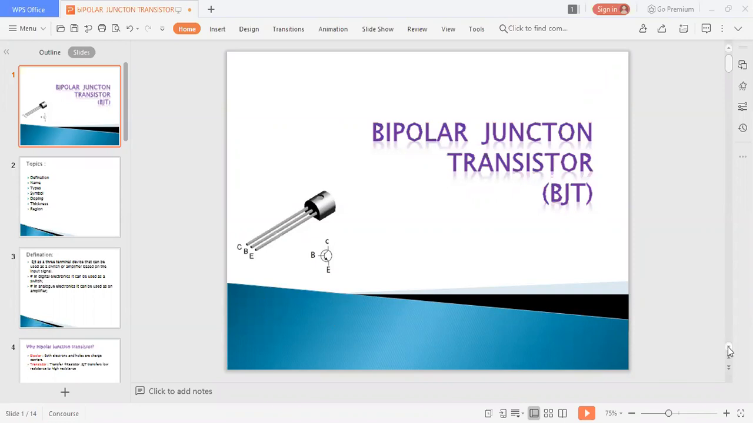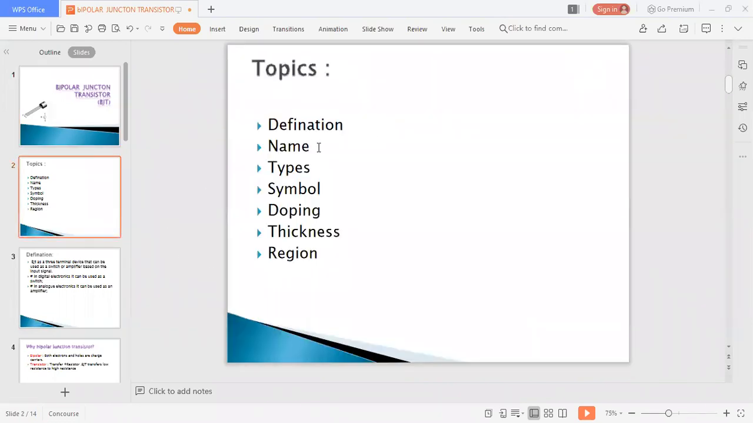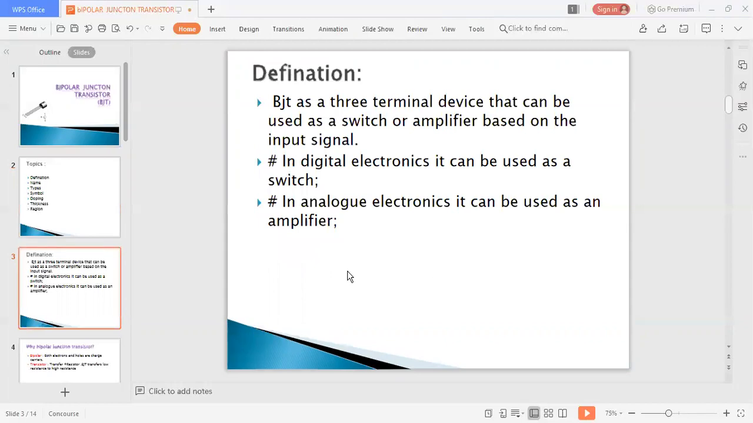So today we are going to discuss the definition of BJT, its name, types of BJT, symbol, doping, the thickness of three regions and the regions of BJT. So at first, definition. What is a BJT? A BJT is a three-terminal device that can be used as a switch or amplifier based on the input signal. In digital electronics, it can be used as a switch, but in analog electronics, it can be used as an amplifier. We will talk about this in later parts.